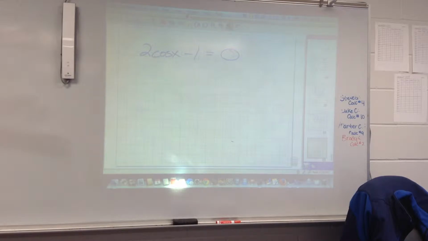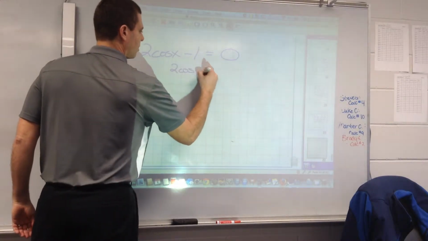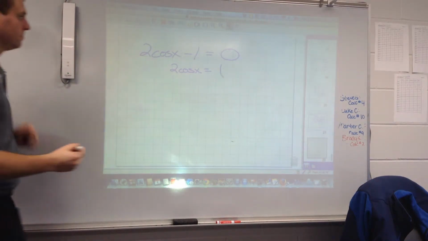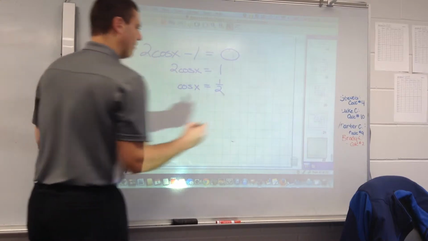So what do you think? Add 1. We're trying to get x by itself, right? So add 1 to both sides. So 2 cosine of x equals 1. Divide by 2. So the cosine of x equals 1 half.